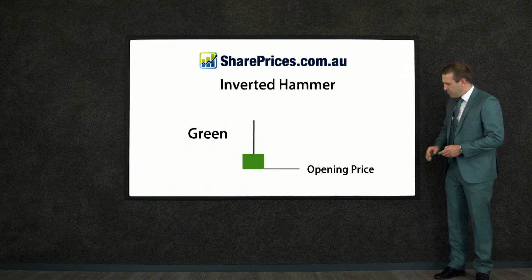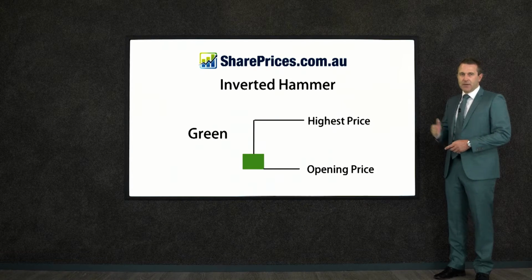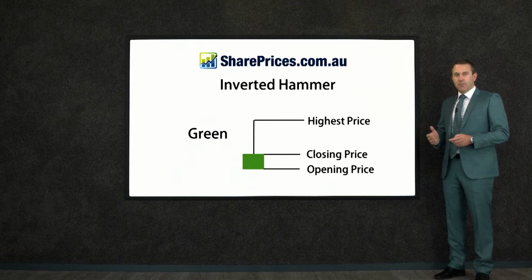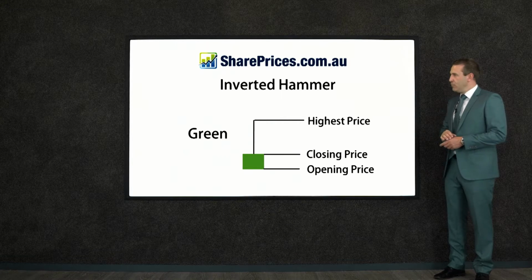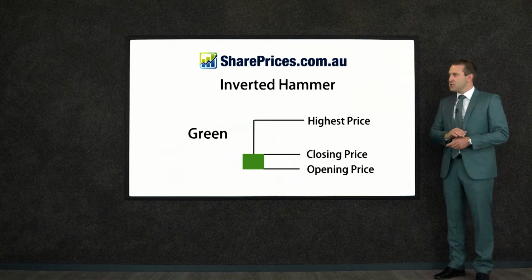Now, how are we going to travel here? We open at the bottom of the body, and then we go way up and test the highest price. So that's the top of the wick, but it does fall back a little. Good news is it's still above where it opened, which is why it's an upward or green moving day. Very close to where it opened and closed, so that is the small body.